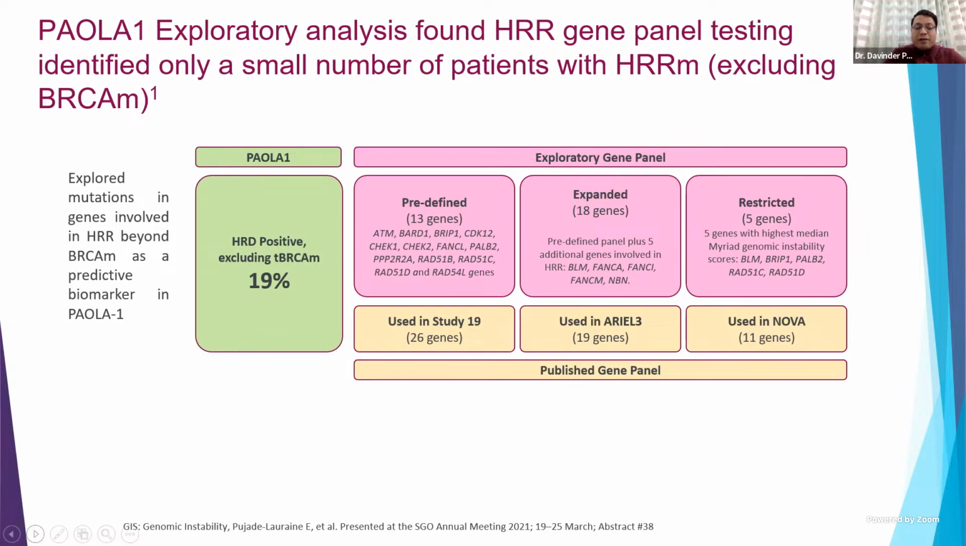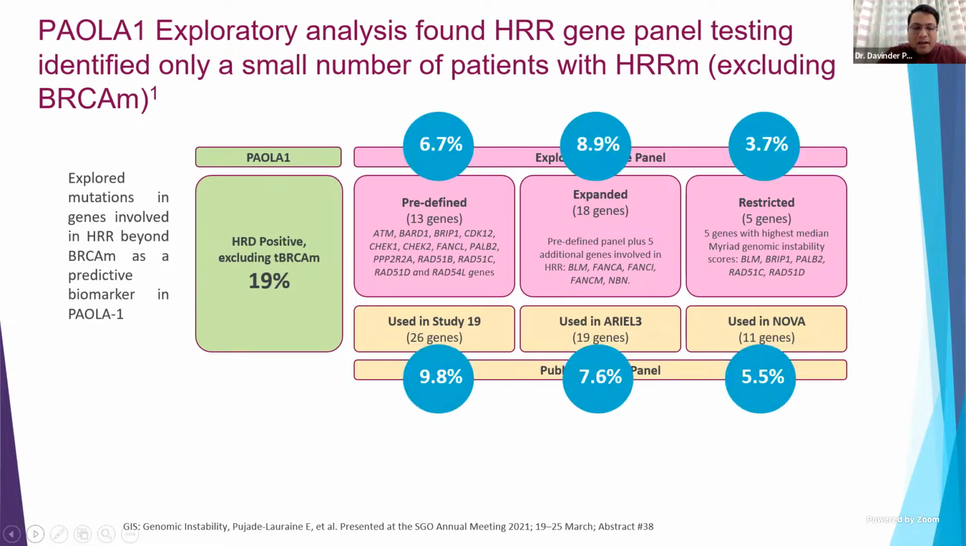In the PAOLA-1 study, almost 19% were found to be HRD positive, excluding the somatic BRCA. So 19% of patients had HRD high, and they were not having somatic BRCA mutation. And some exploratory gene panel analysis was also done in various trials, like Study 19, ADL3, and the ANOVA. They all had either the restricted panel or the 18 gene higher panel. So they all found that.